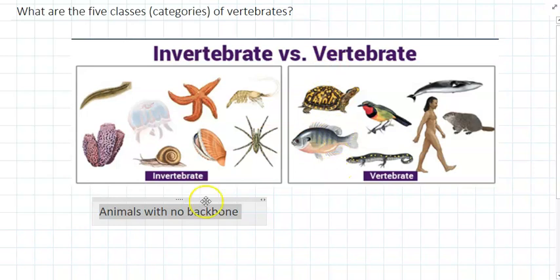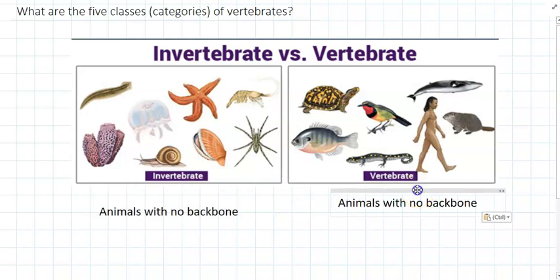But vertebrates are animals that do have a backbone. And obviously that includes us. So all the humans and all the other mammals, all the lizards, all the birds, and other reptiles too, and all the fish as well.